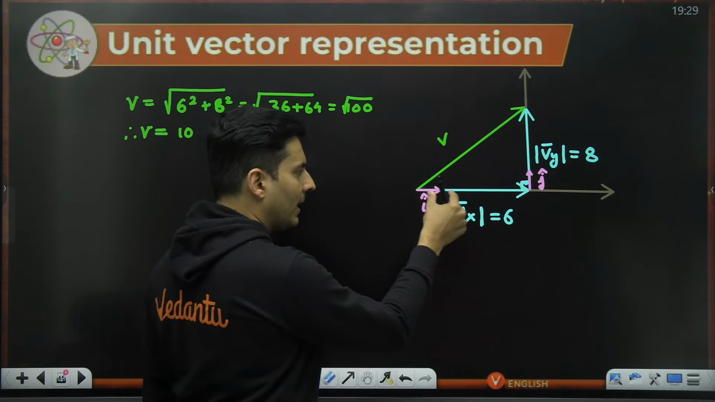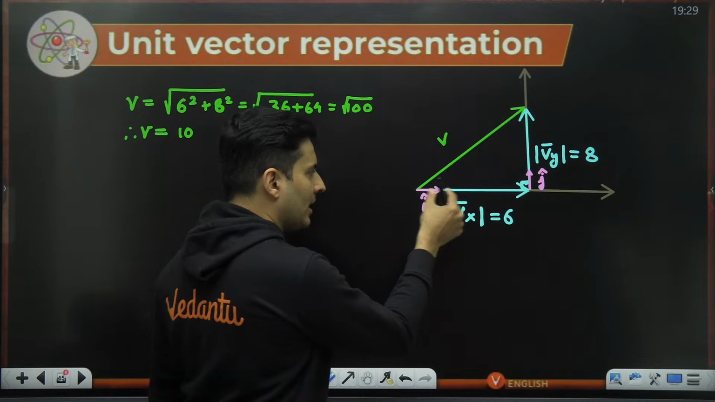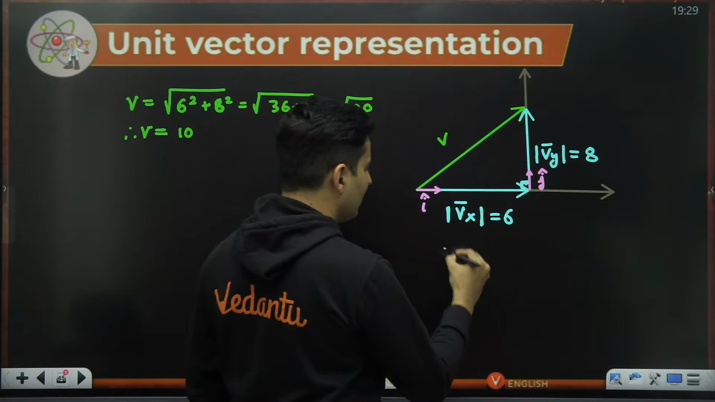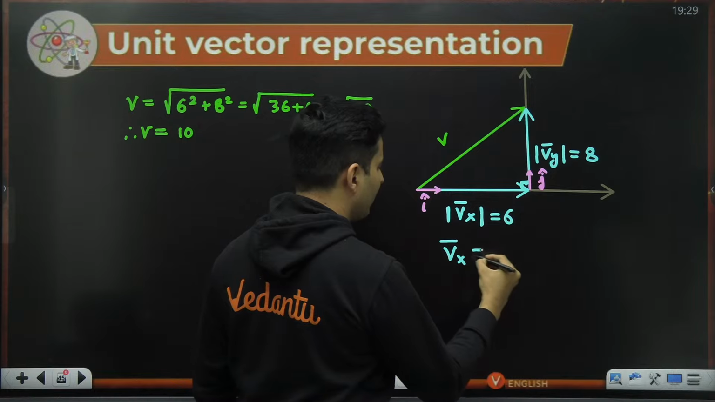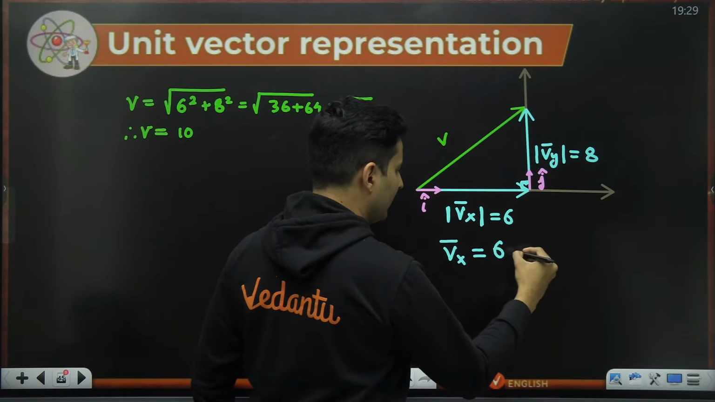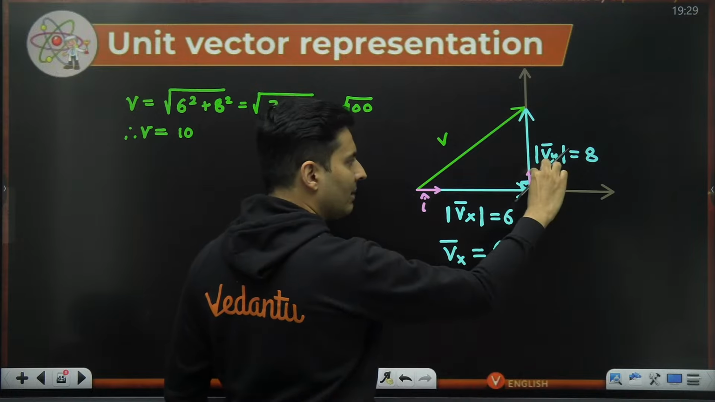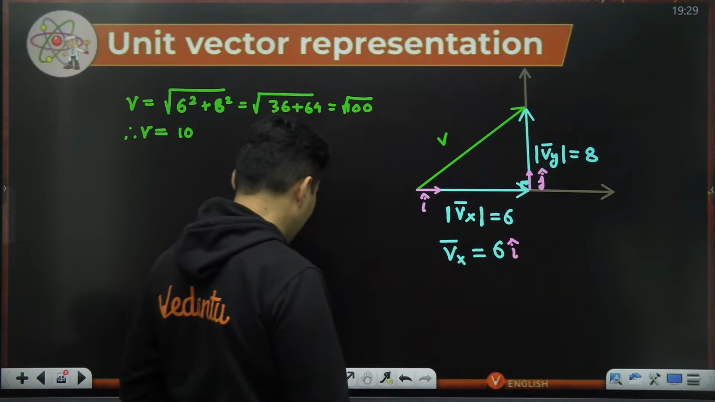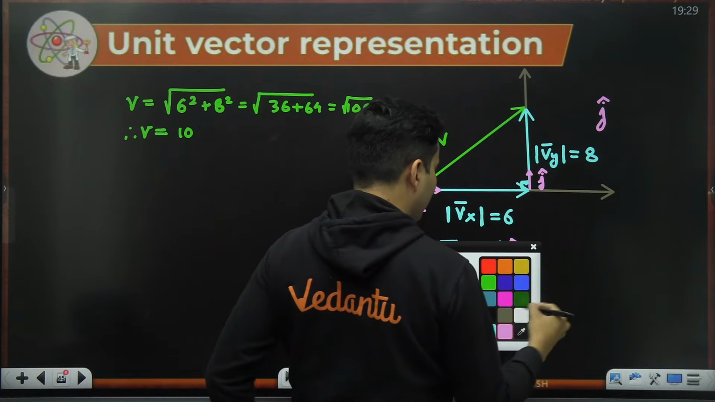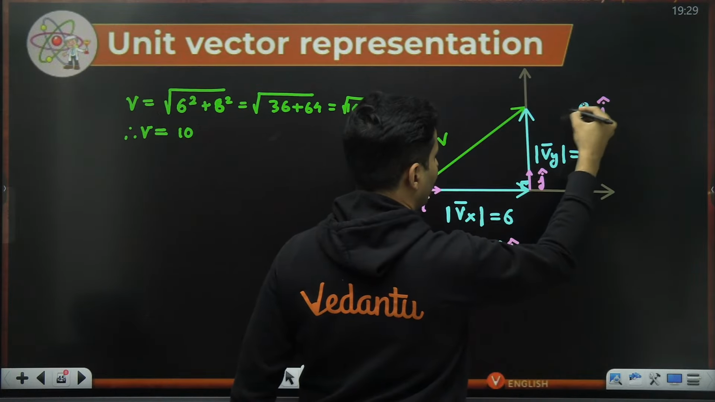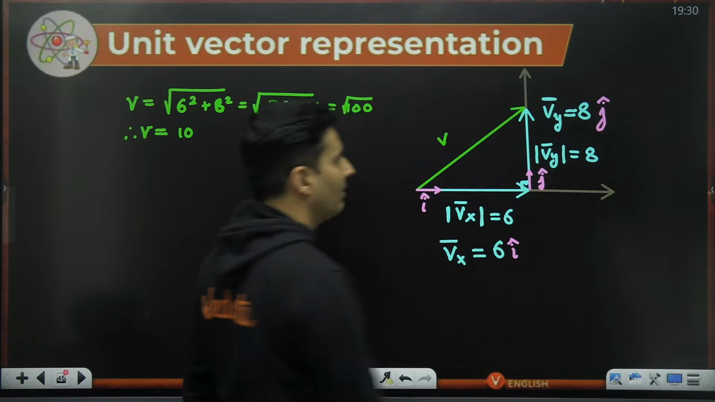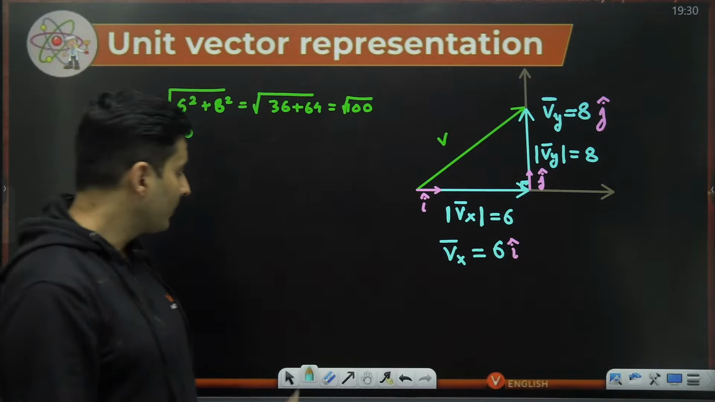Imagine I take i cap and put it 6 times: i cap, i cap, i cap, i cap. I will get the total vector Vx bar. Vx bar will be 6 times i cap. Same thing, j cap, I put 8 times. If I take j cap 8 number of times, won't I get the vector Vy itself? Oh yes, sir. Why not?